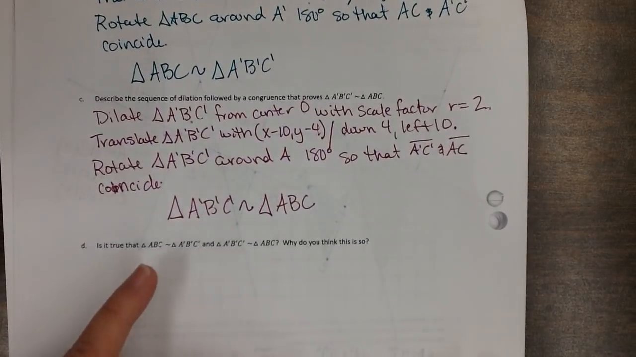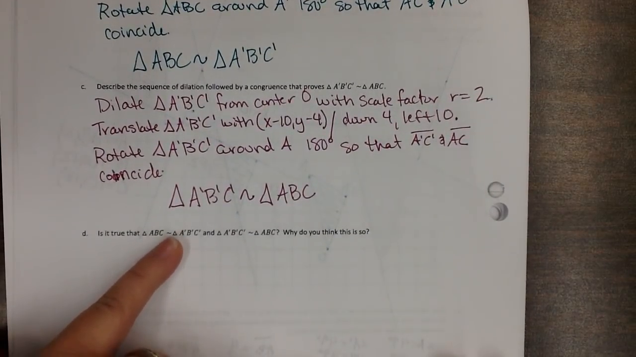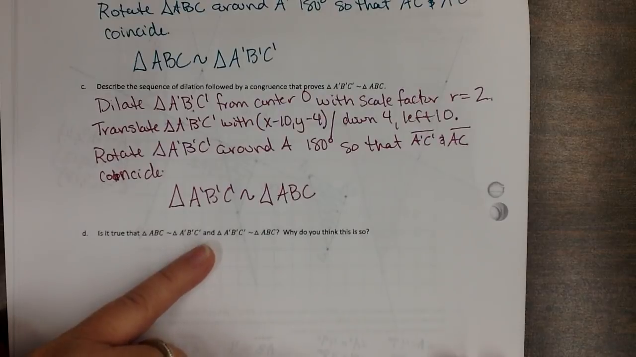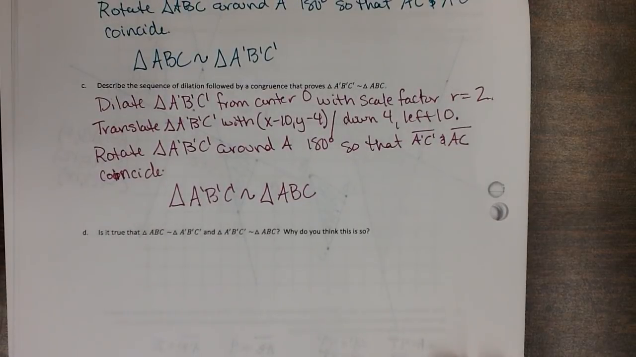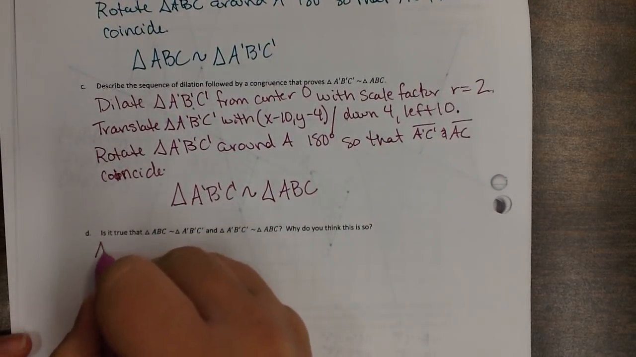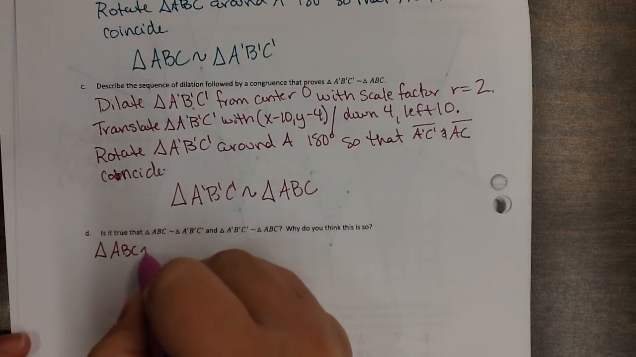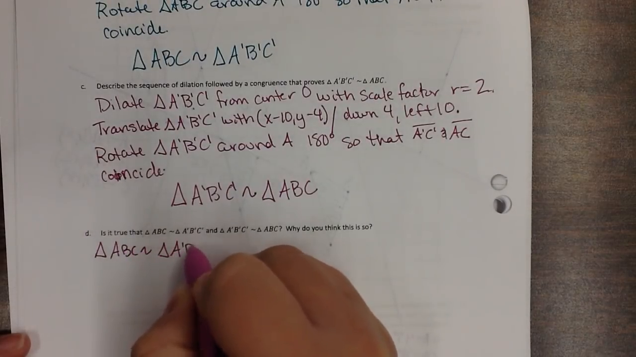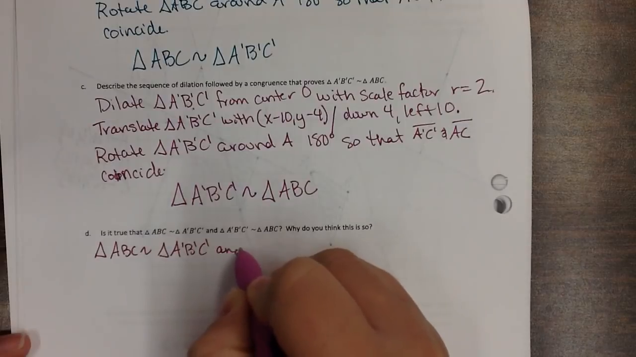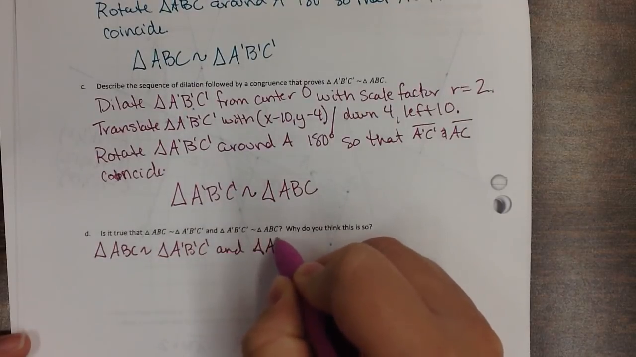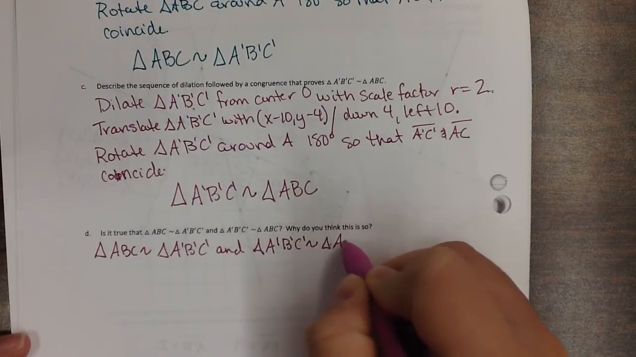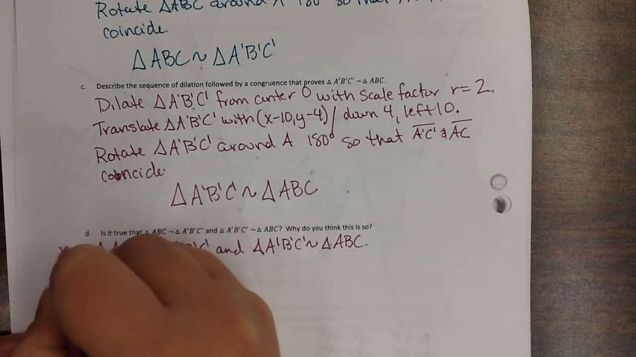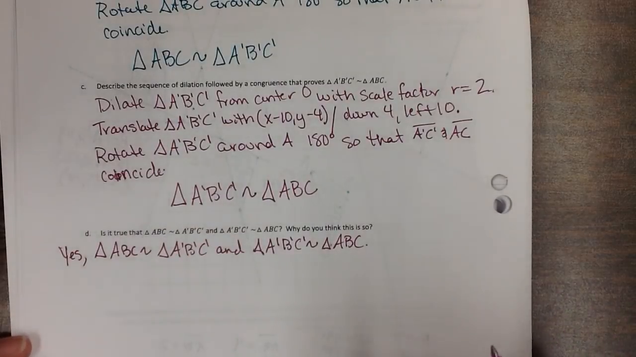So, is it true that triangle ABC is similar to triangle A prime, B prime, C prime, and that triangle A prime, B prime, C prime is similar to triangle ABC? Yes. So triangle ABC is similar to triangle A prime, B prime, C prime, and triangle A prime, B prime, C prime is similar to triangle ABC. So yes, comma, all that.